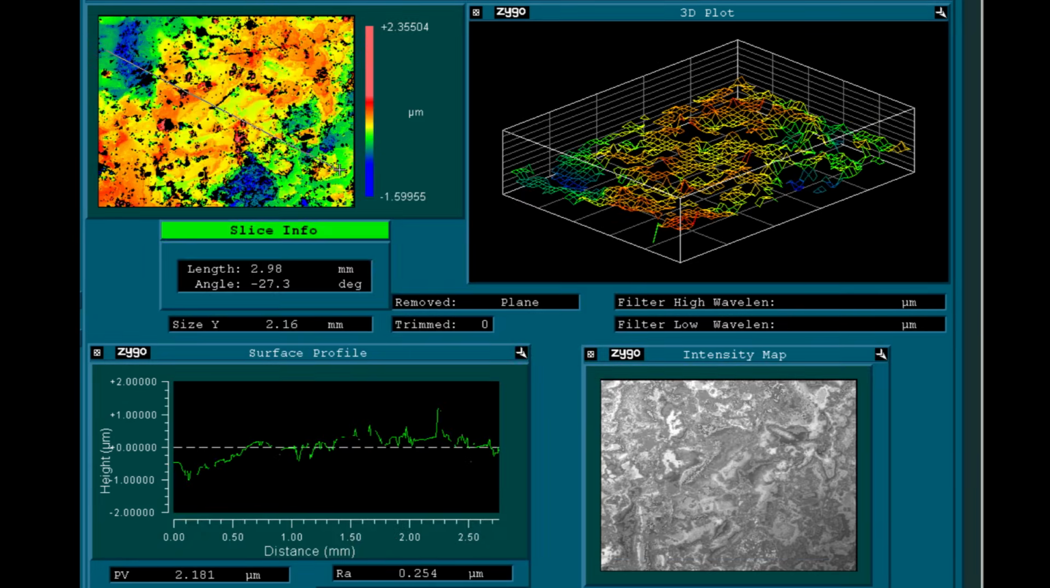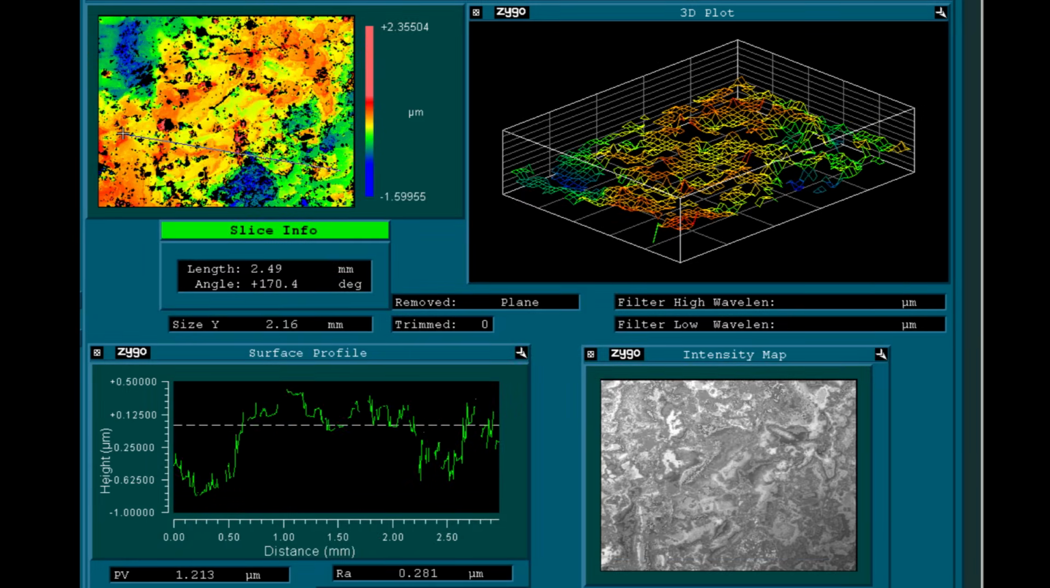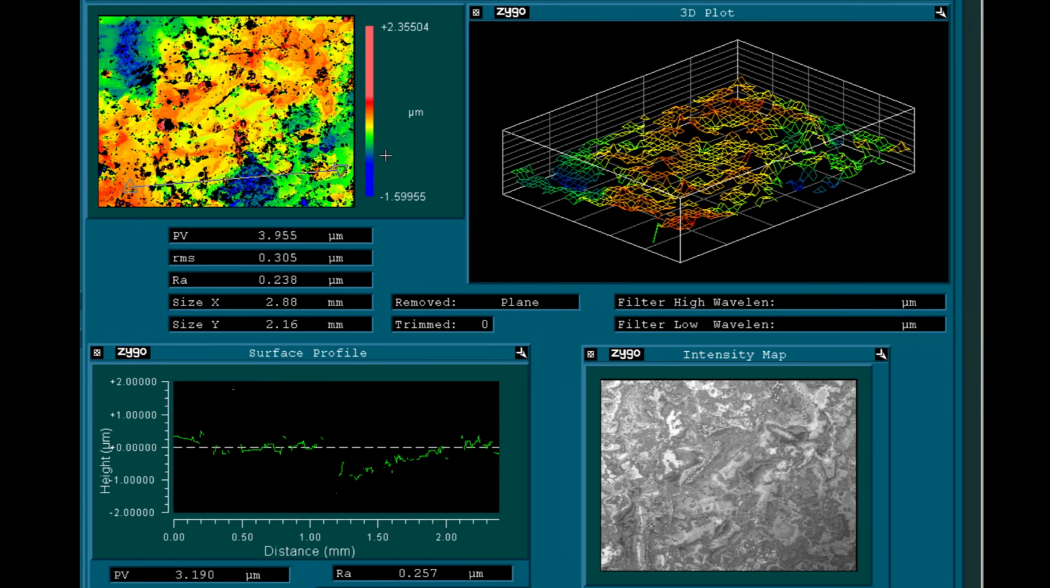So let's take a look at the structure in this surface at 2.5 times magnification first. Here you see the pattern of the coherence scan, which is far from a linear stripe pattern, and here is the resulting surface map that shows height differences up to several microns.